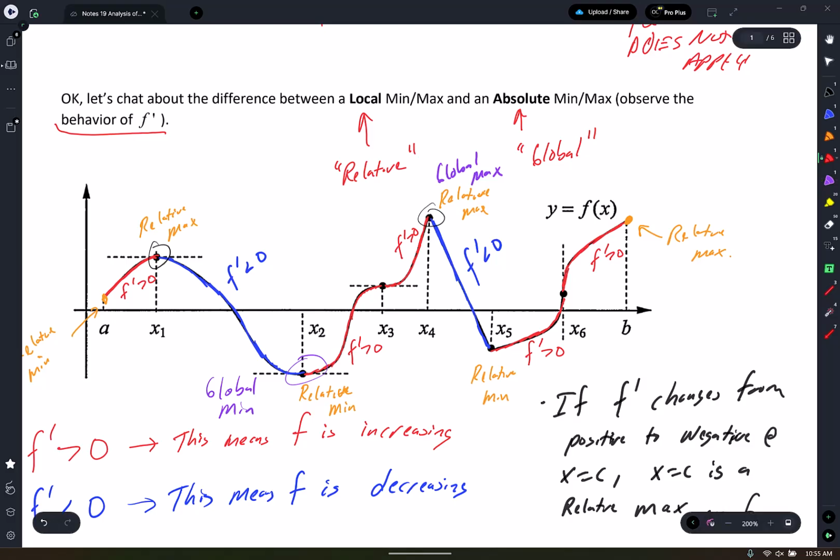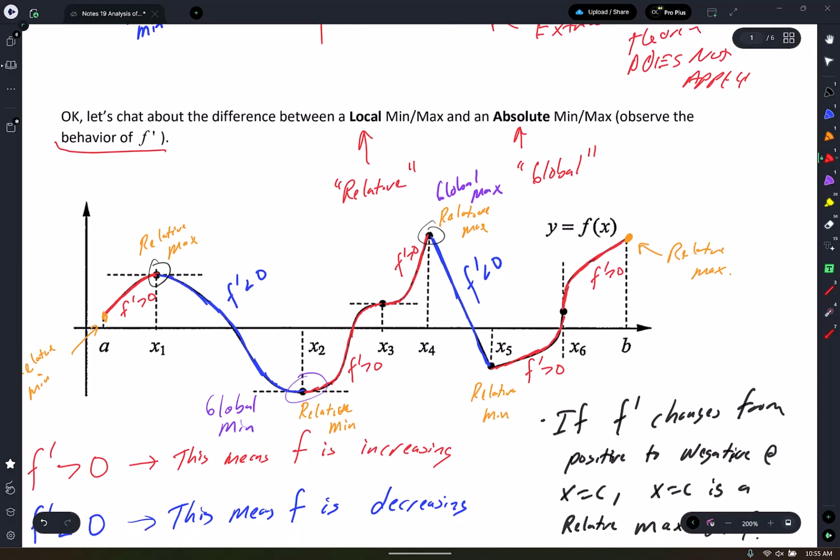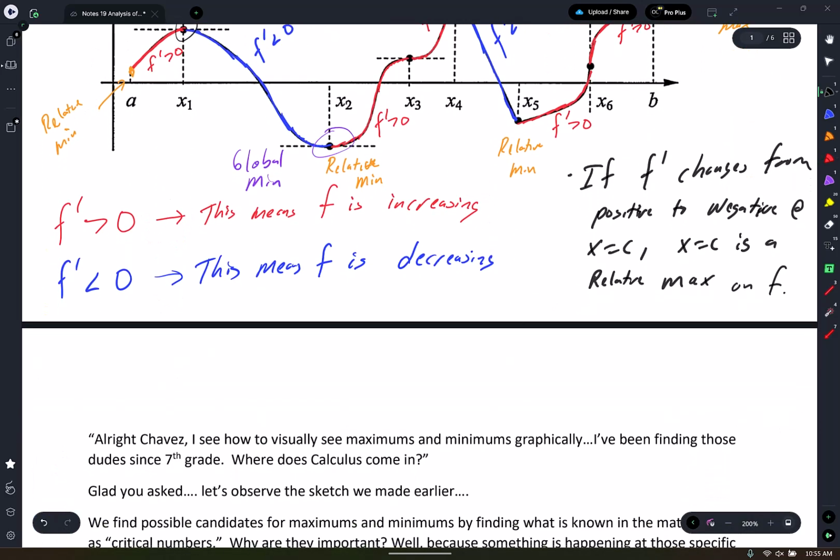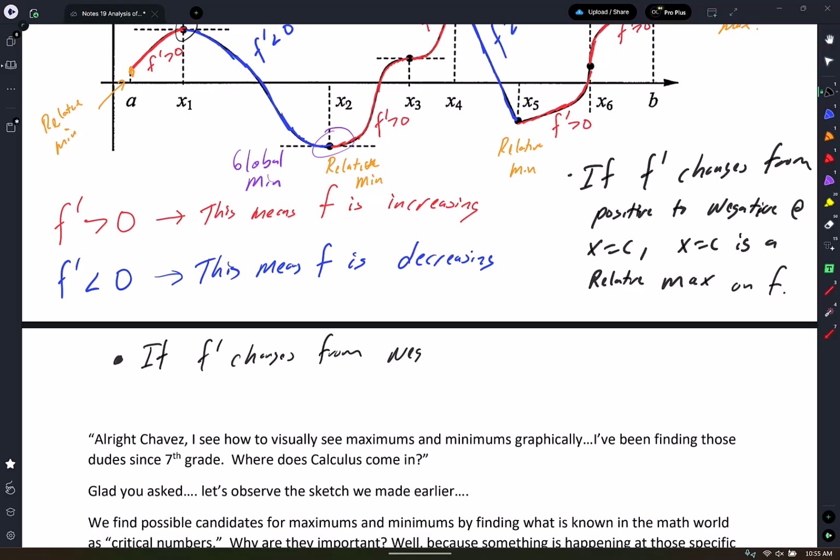Don't worry, we're about to. I do want to put the other one too. Okay, let me put the other bullet. I'll put it up here because I don't have enough space. I'll put it right here. If f prime changes from negative to positive at x equals c, x equals c is a relative what? Min. On what graph? On f.